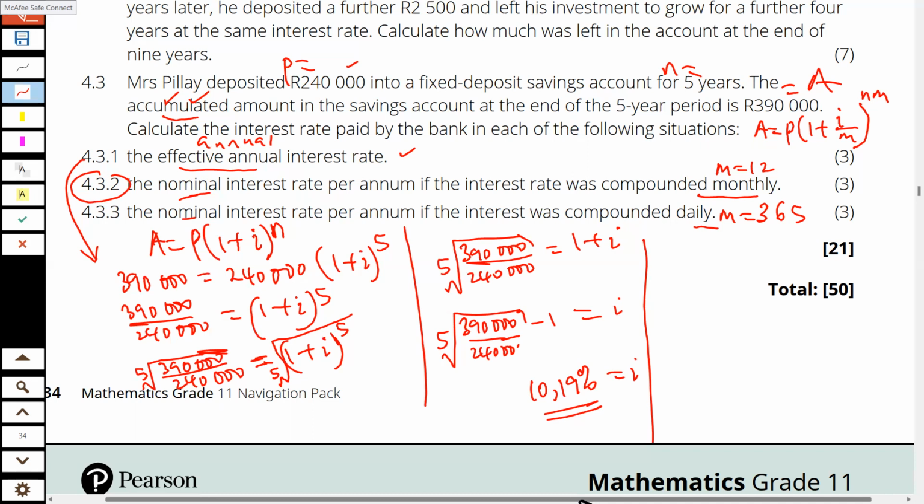What do you think the nominal rate is going to be in 4.3.2? Still busy, sir. Okay, that's fine.